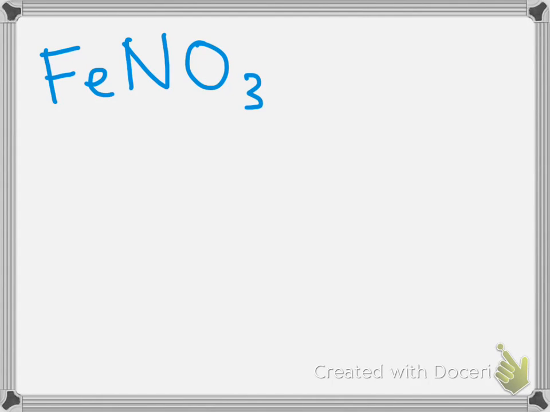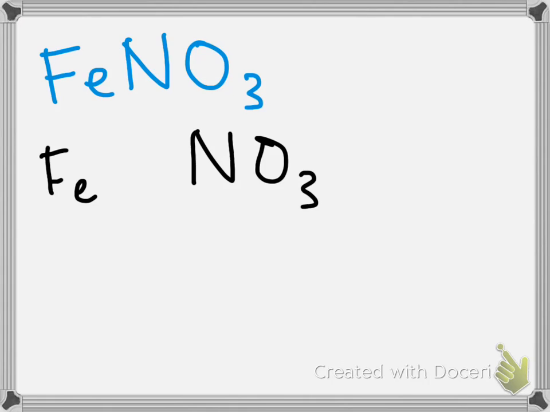In this video, I'm going to show you how to name the compound FeNO3. The first thing we need to do is really understand what we have in this compound. So we have one iron, and then we have an NO3.